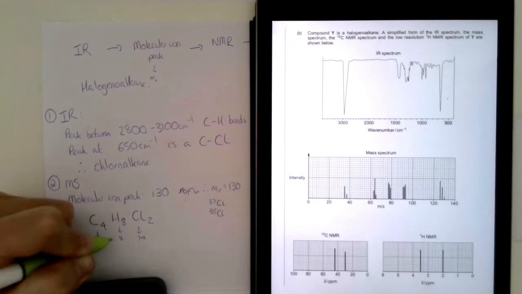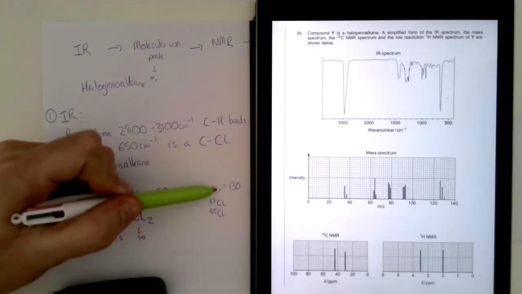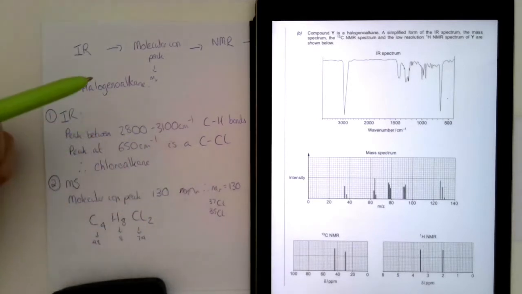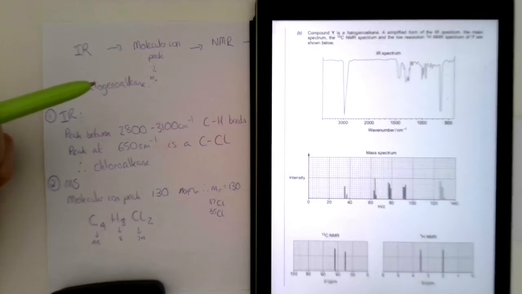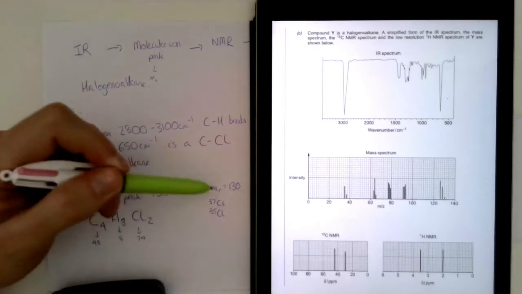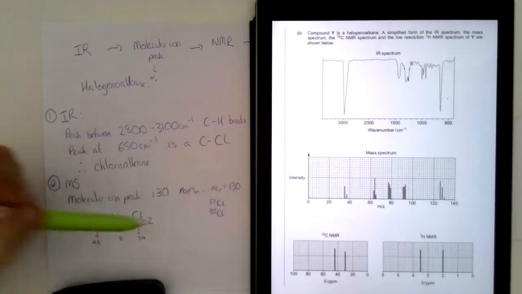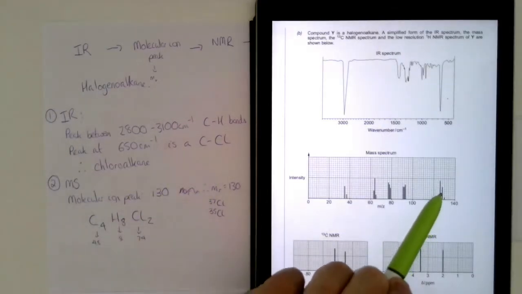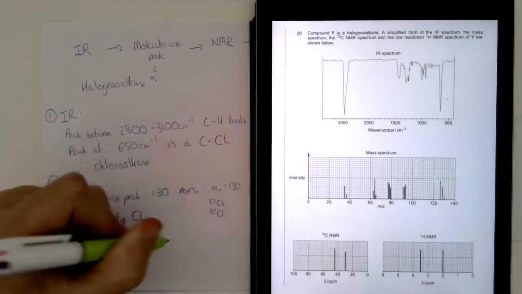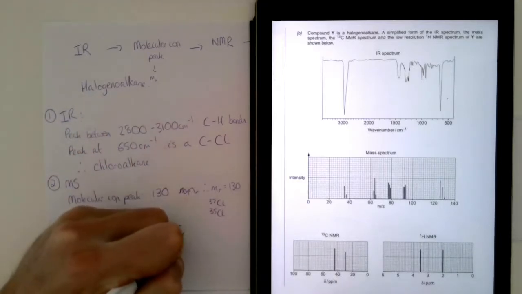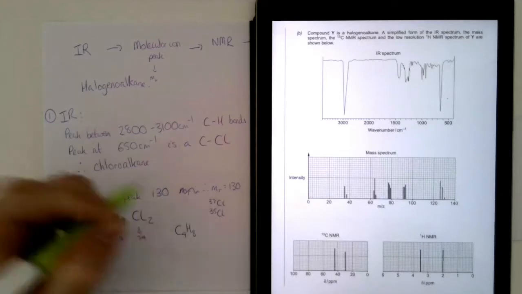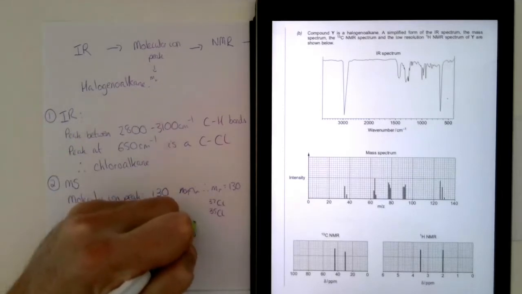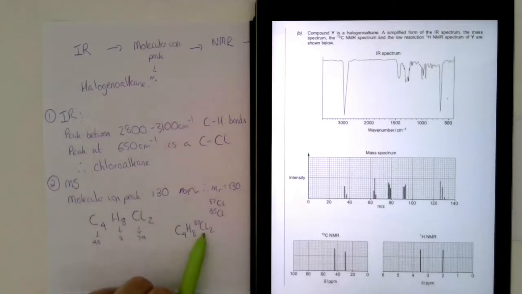So if I add 48 plus 8 plus 74, pretty sure it would give me, let's just check it, 130. So that gives me 130. So that is my molecule. In terms of what's causing the 9 to 6 to 1 ratio, you're going to have C4H8 and then 37Cl, where both of the chlorines are 37Cls.